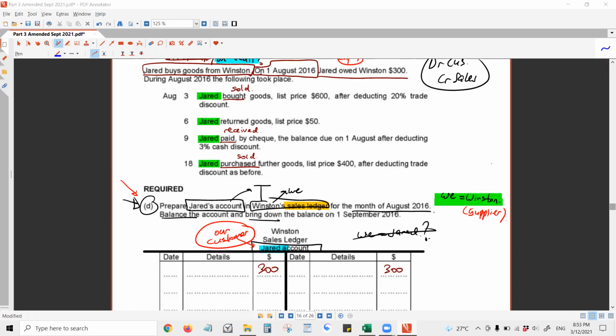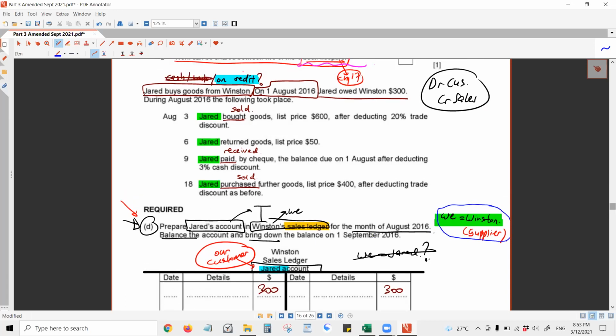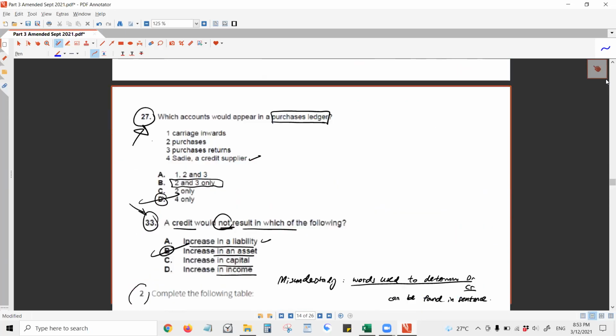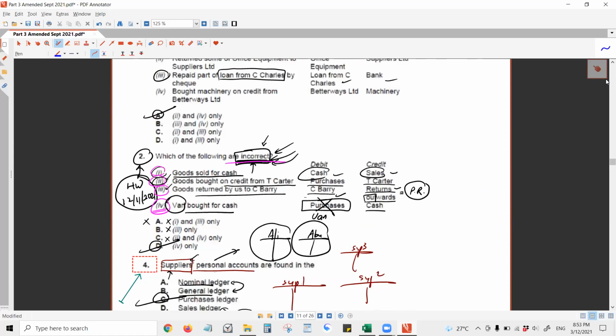Okay, so how to decide? First and foremost, you have to be clear in your mind what account you are doing right here and who we are. I keep reminding myself and all of you: we are Winston and we are doing a customer account. Jared is our customer, right? So it says Jared owes Winston 300, which means Jared is our customer owing to us 300. So where would you show a customer owing money to us? On the debit or credit side?